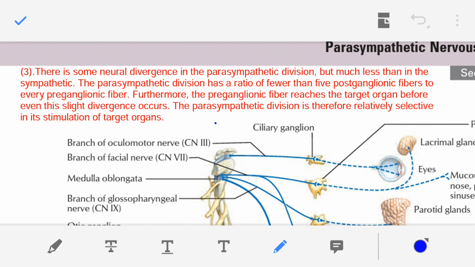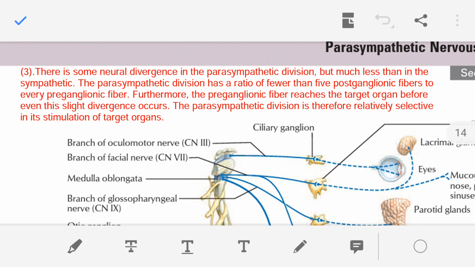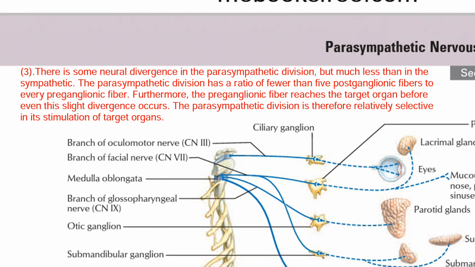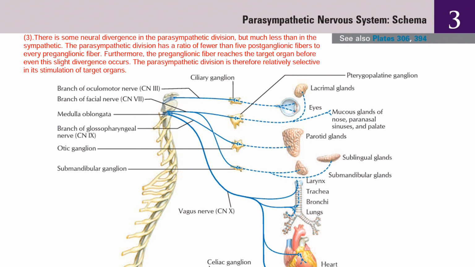Now, the parasympathetic division is therefore relatively selective in its stimulation of target organs. That means the parasympathetic division functions precisely on a particular target organ. It has an effect on a particular target organ in our body. So this is the figure, the parasympathetic nervous system schema.